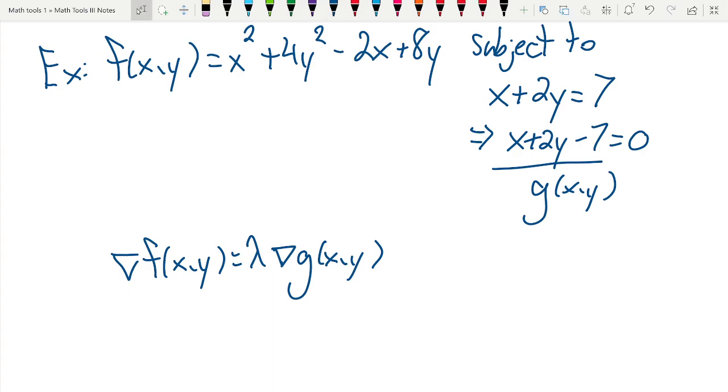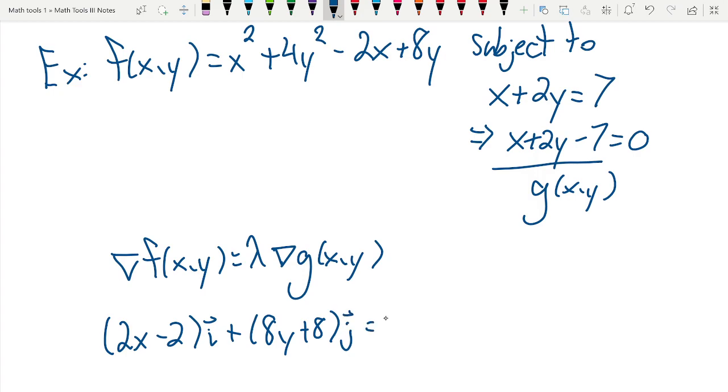So let's go ahead and find this then. The gradient of f would be the partial derivative with respect to x, so that's going to be 2x minus 2 times i hat, plus the partial derivative with respect to y, that's 8y plus 8 times j hat. And that's equal to lambda times, same thing with g. So the partial with respect to x is actually just 1, so that's just going to be i hat. And then with respect to y is going to be 2 j hat. Okay.